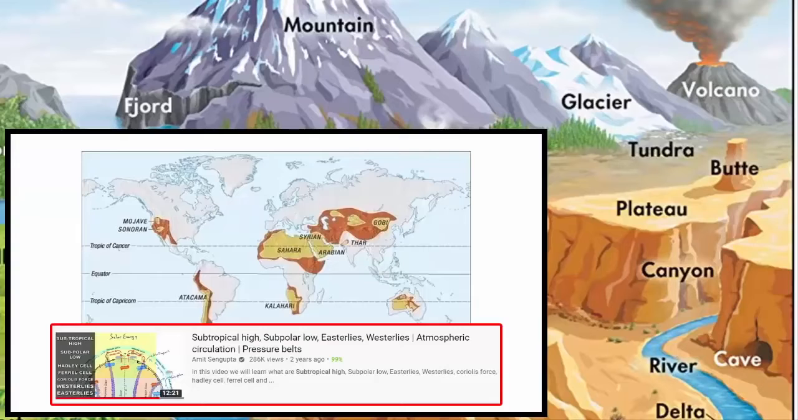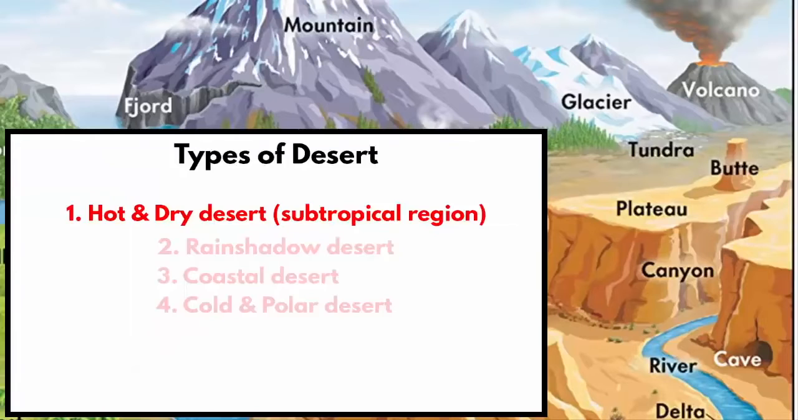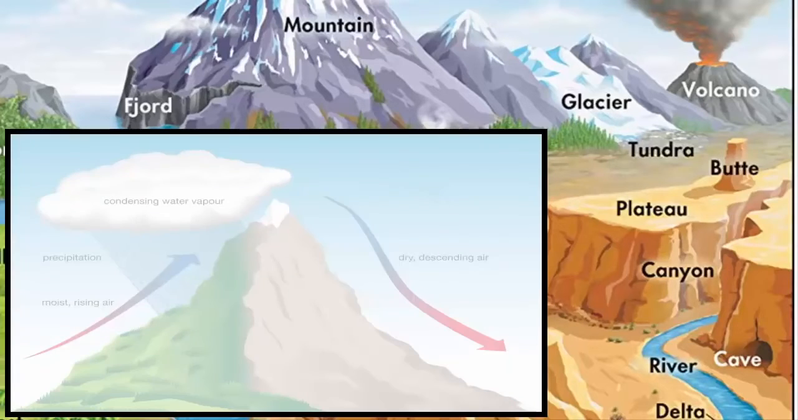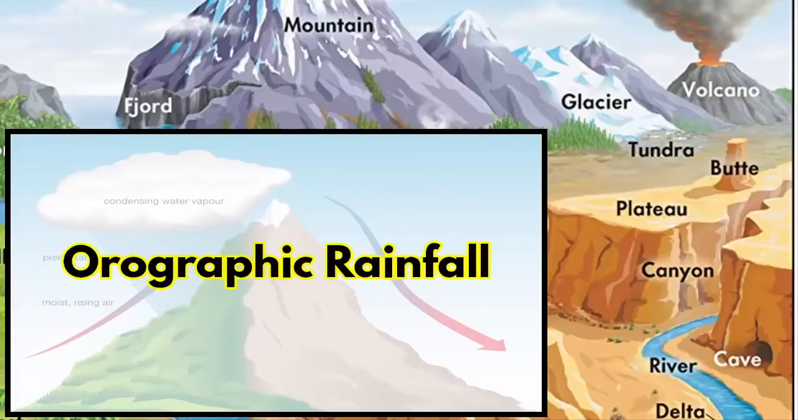In this I have explained why subtropical region has high pressure. The link to this video will be there in the description. The second type of desert is rain shadow desert. I want you to watch a video where I have explained different types of rainfall. In that I have explained about orographic rainfall.